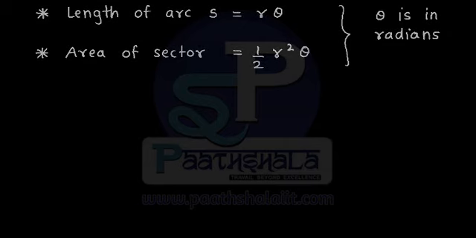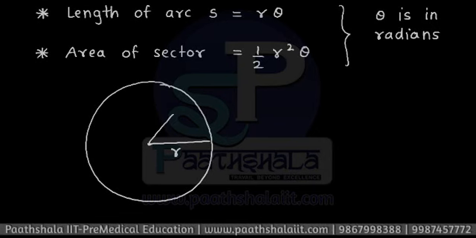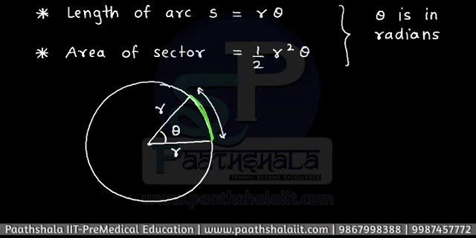Now let us see two important results related to arc and sector of a circle. So let's consider a circle with radius r. Now if there is some arc which subtends an angle theta radians at the center, then the length of the arc, that means this particular curved length, right? So the length of the arc S is given by r into theta, that is radius multiplied by the central angle, but it should be kept in mind that the angle theta must be in radians, right? So that is the formula for the length of an arc.